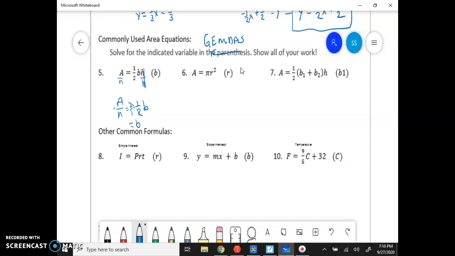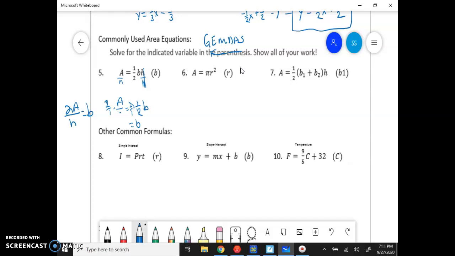And remember, if you do something on one side, you've got to do it to the other side. So we've got to multiply this side by 2 over 1. So in the end, this is just going to equal 2 times A. It's not a lowercase a, I should write this capital. 2 times A over H is equal to B.